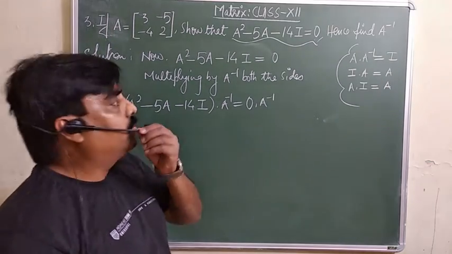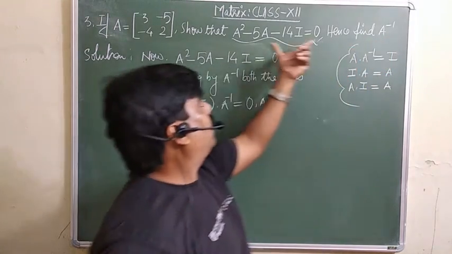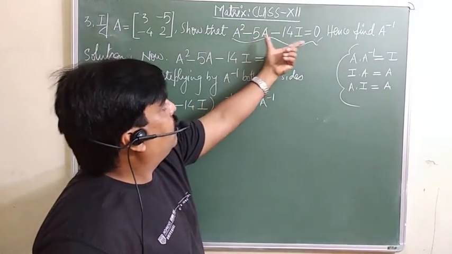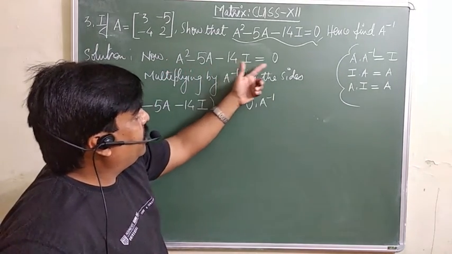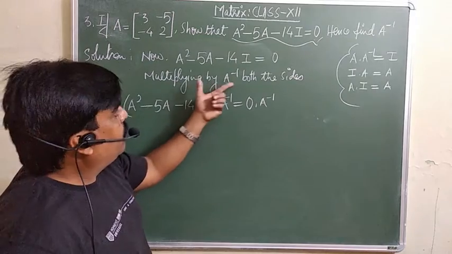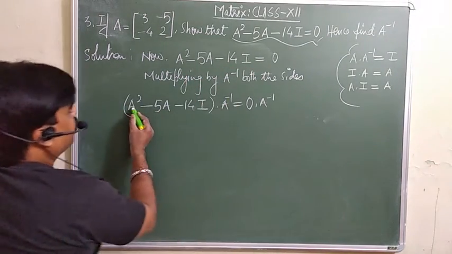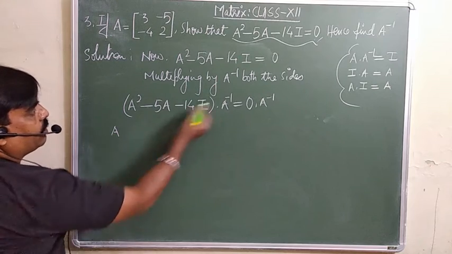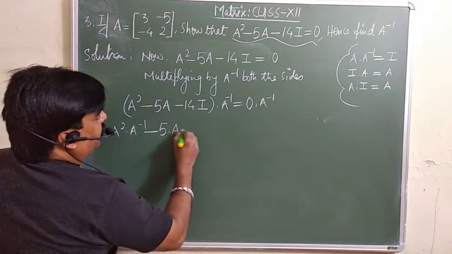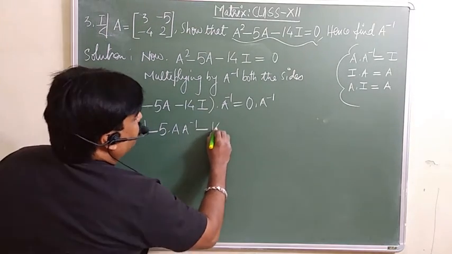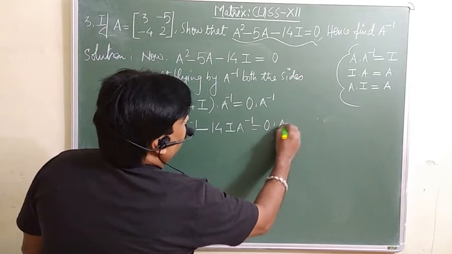Yes. Now the second part is there. We are supposed to find out the A inverse. This is already shown. Then just take here A square minus 5A minus 14I is equal to 0. You are supposed to multiply by the A inverse from both sides. Now you have to multiply A square into A inverse, minus 5 into A inverse, minus 14 into A inverse is equal to 0 into A inverse.